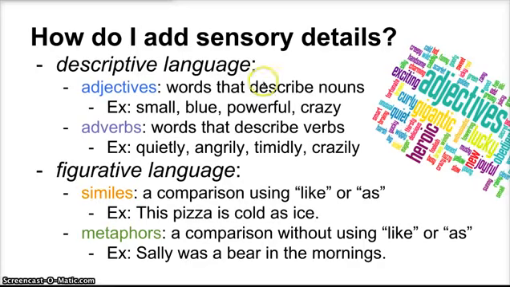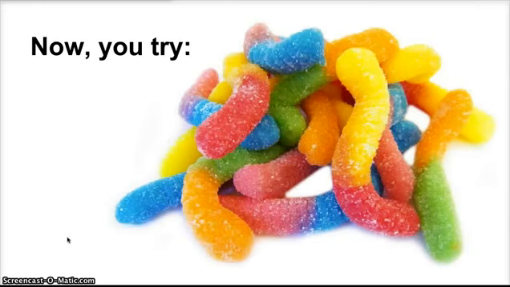So again, our two main ways of adding sensory details are to include a lot of descriptive language, including adjectives and adverbs as we write, and also to include figurative language, adding similes and metaphors into our writing to give a picture to the reader about what we are talking about. So now you are going to try.